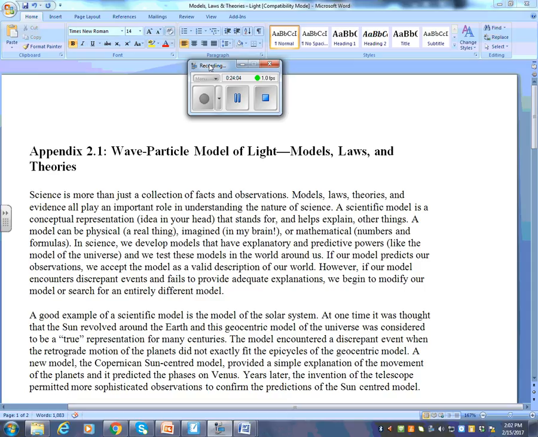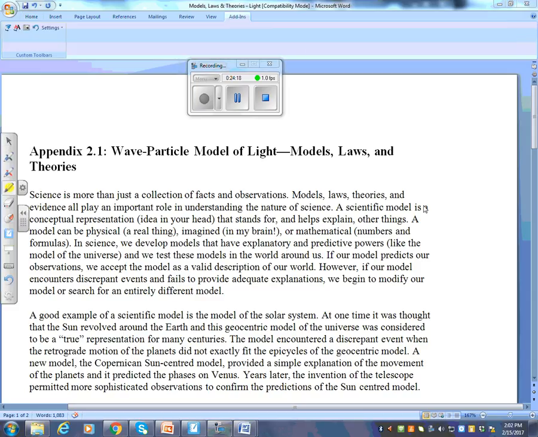So, science is more than just a collection of facts and observations. Models, laws, theories, and evidence all play an important role in understanding the nature of science. A scientific model is a conceptual representation or idea in your head that stands for and helps explain other things, like the globe, like the periodic table. A model can be physical, a real thing, like the globe, or it could be imagined, or like a chart, like the periodic table. It could be mathematical. It could be an equation.